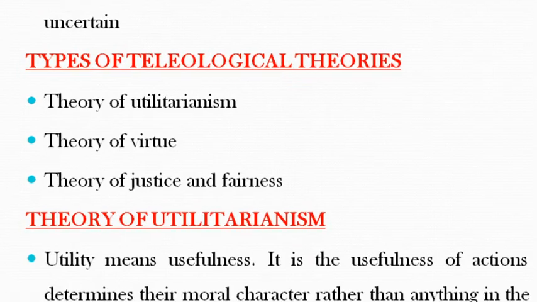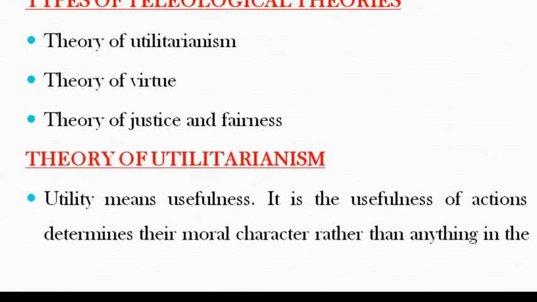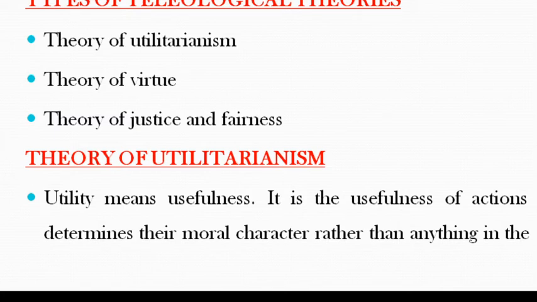So the types of teleological theories include the theory of utilitarianism, theory of virtue and theory of justice and fairness. The theory of utilitarianism says that the best consequentialist theory of ethics is called utilitarianism. Okay, so utilitarianism is derived from the word utility. Utility means usefulness. It is the usefulness of actions which determines the moral character rather than the nature of the action itself.